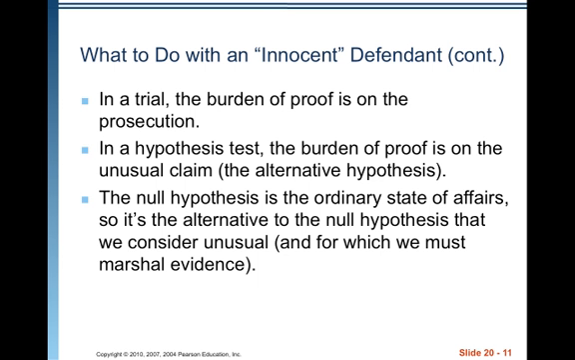In a trial, the burden of proof is on the prosecution. The prosecuting attorney has to present enough evidence to convince the jury beyond a reasonable doubt that the defendant is guilty. In a hypothesis test, the burden of proof is on the unusual claim, the alternative hypothesis.